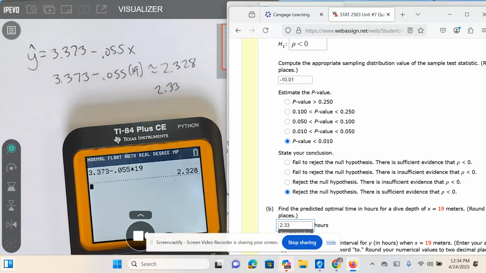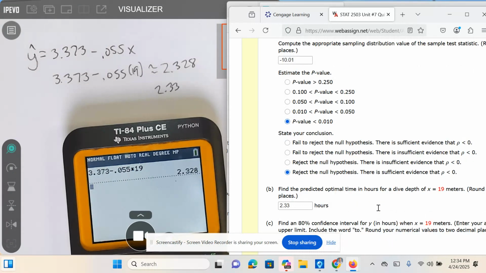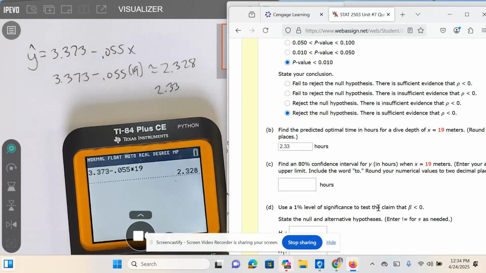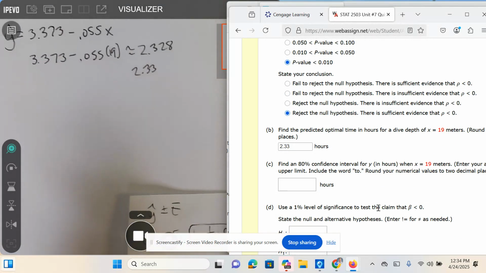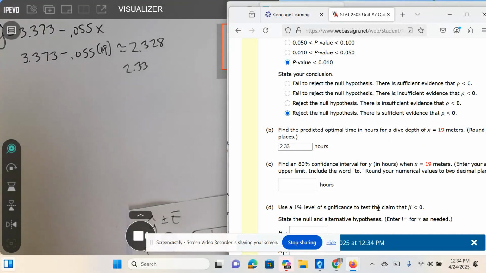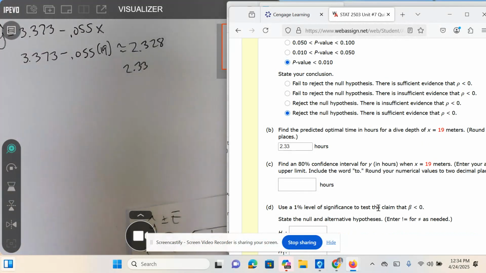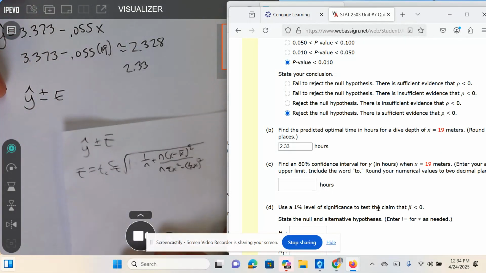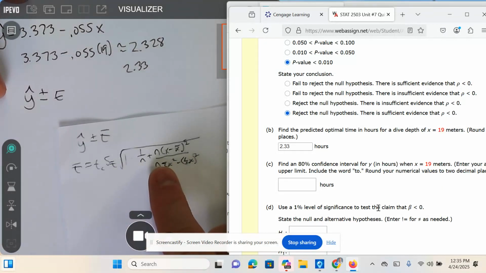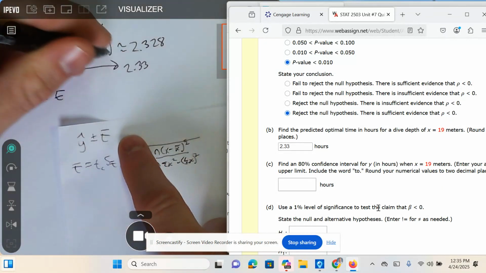Now, this next one is really hard, and I did not go over this in the notes, so I'm going to try to give you kind of a crash course on how to do it. Some of us had the same questions, which is fine. But for this one, we've got to find an 80% confidence interval for when x is 19. So how do you do that? It's the y hat plus or minus the error. Now, the error is this long formula here. Y hat is this right there, okay?